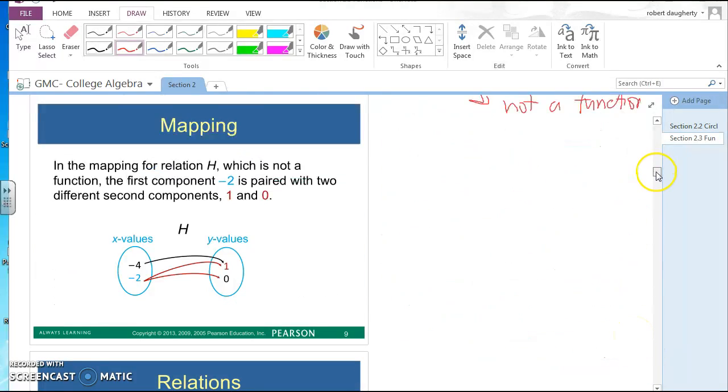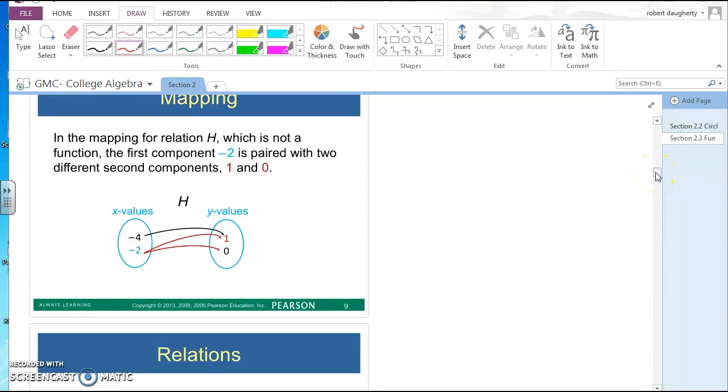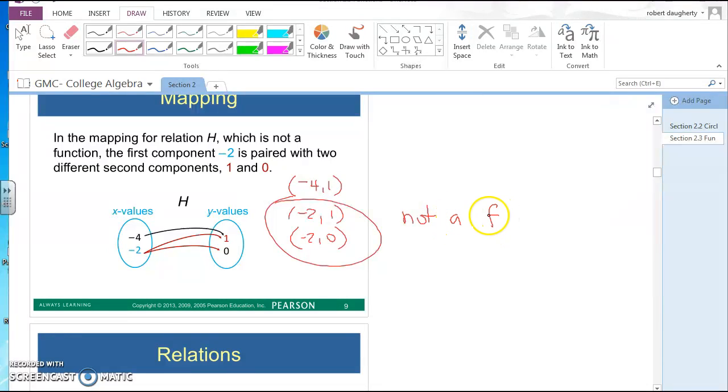So let's look at another mapping here, mapping H, and that just illustrates what we were showing here. If you look at it, -4 maps to 1 and -2 maps to 1 and 0, 2 places. This is not a function because you've got -4, 1, you've got -2, 1, and -2, 0 in this relationship. Because I see that repeated x value, this is not a function.